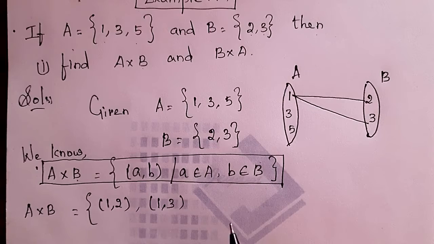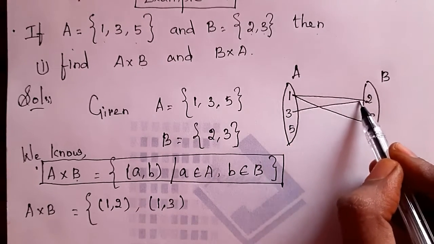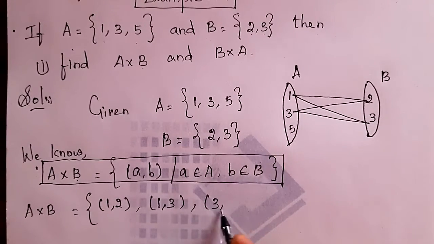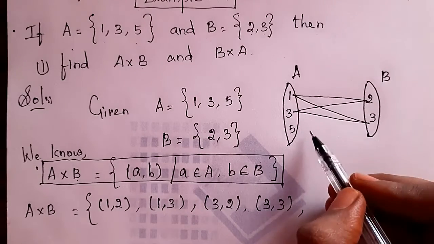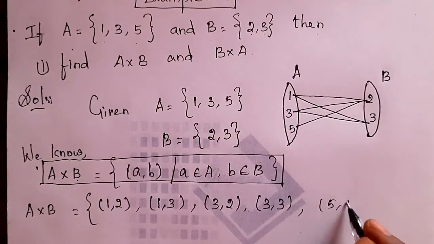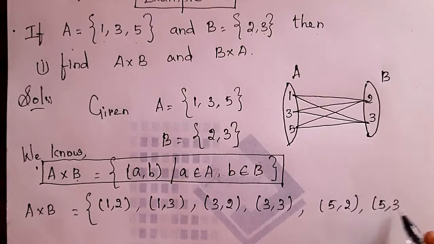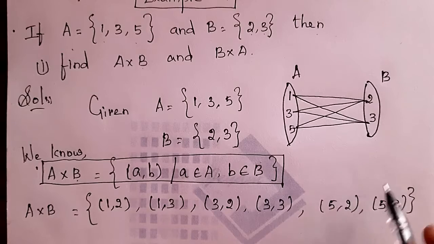First we got a pair. Next we can connect with the next number: 3, 2 and 3, 3. So 3, 2, 3, 3. Next we can connect with 5. So 5, 2 and 5, 3. Can you find any other possibility? No. So we conclude this set. So it is A cross B.